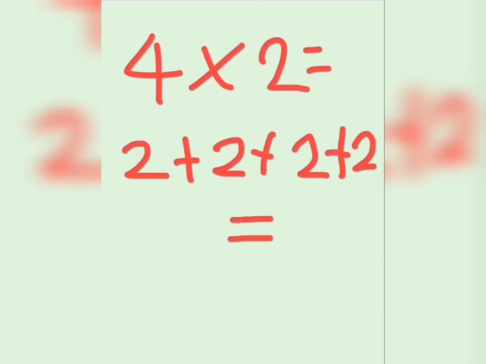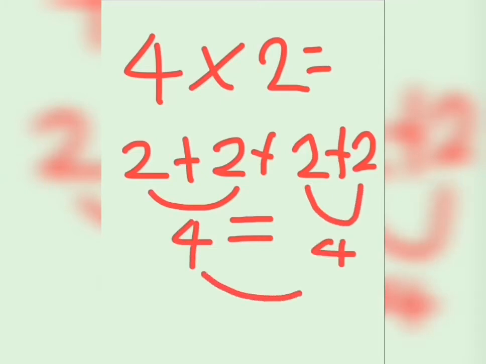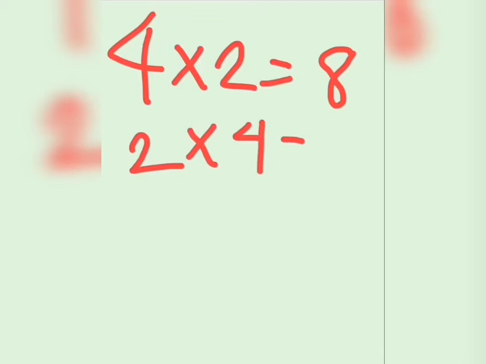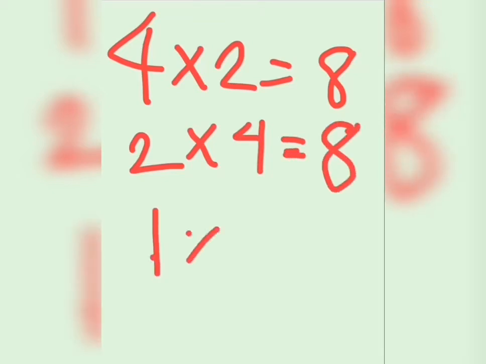So how much is the answer if we're going to add? So 2 plus 2, we get 4. 2 plus 2, we also have 4. If we're going to add 4 and 4, we get 8. So it's also the same. They have the same answer. So 4 times 2 equals 8. 2 times 4 equals also 8. And then 1 times 8 equals 8.